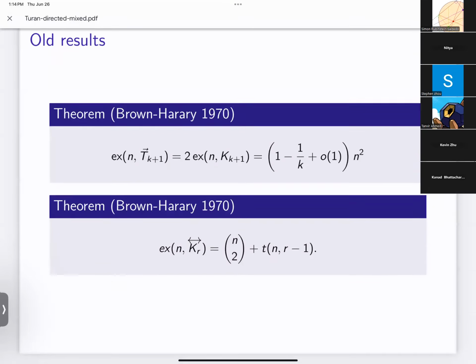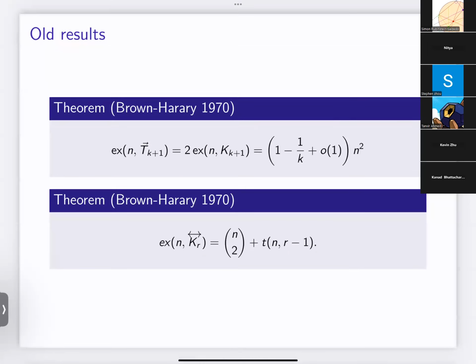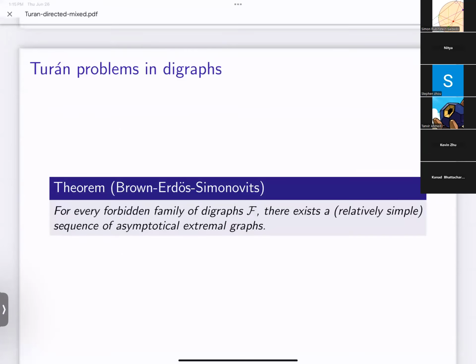Even though I think they're really natural and really basic questions, lots of very famous people worked on them in the 1900s, and then I guess people forgot, or they became sad by this paper, which is basically unreadable.